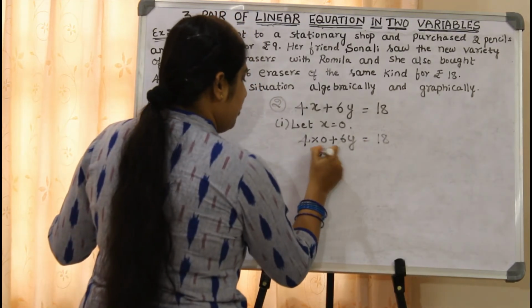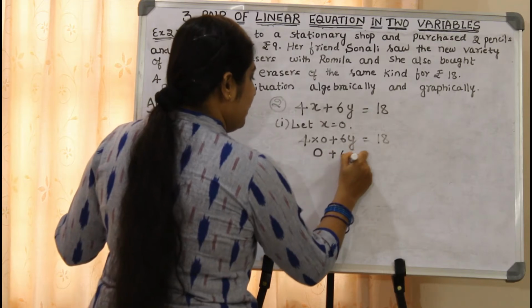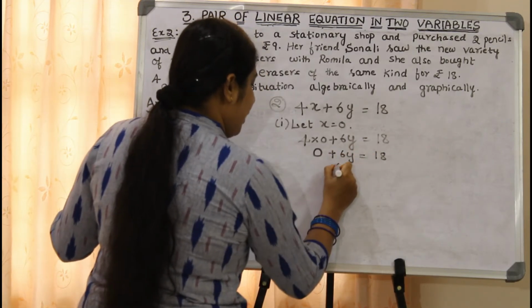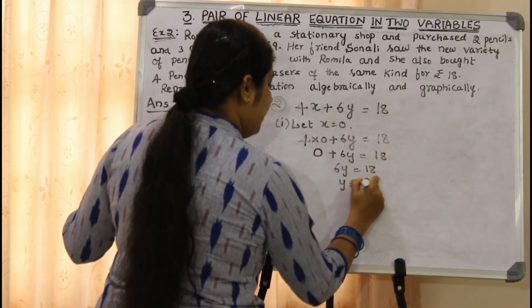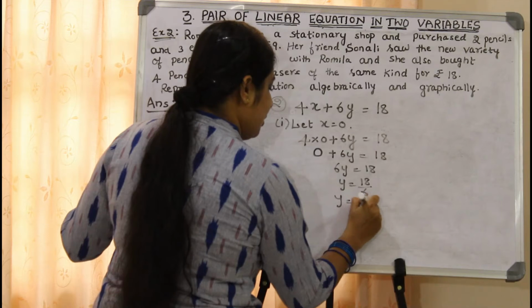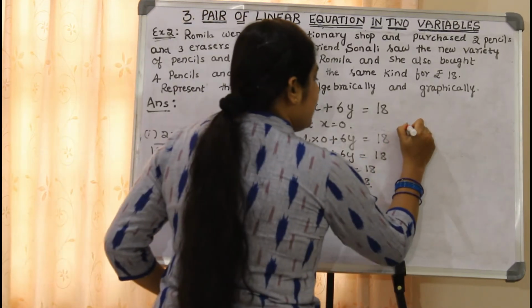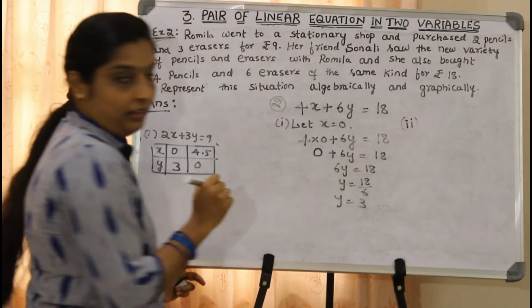So this becomes 0 plus 6y is equal to 18. 6y is equal to 18, or y is equal to 18 by 6, or y is equal to 3. So let us go to my second one.